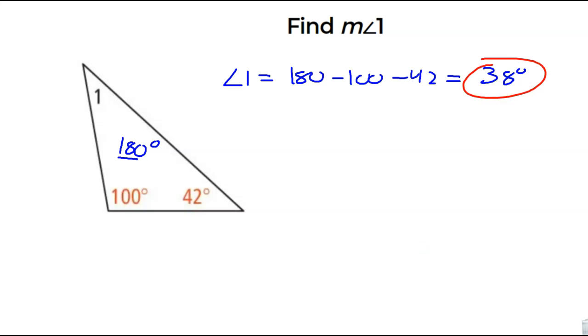Okay, triangle angle sum theorem. Angles of a triangle always add to 180. That's how we're able to figure this one out.